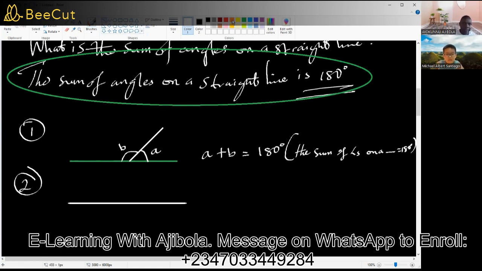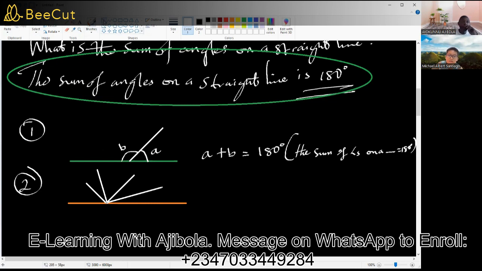If we have another line here, maybe we have this line and we just have another angle. Maybe this is an angle at this point, and another angle here, or maybe like this, and another angle, maybe like this, and another angle yet, maybe this way.